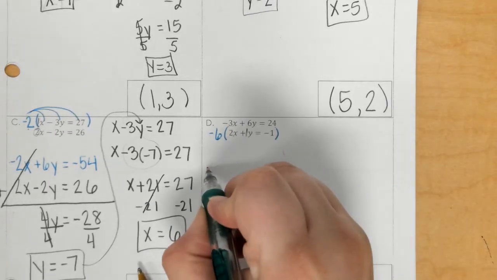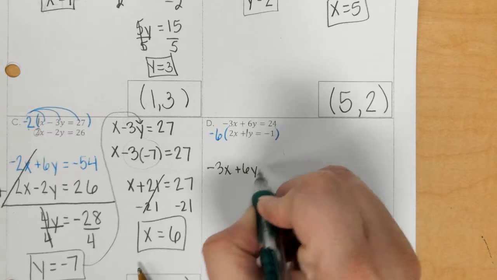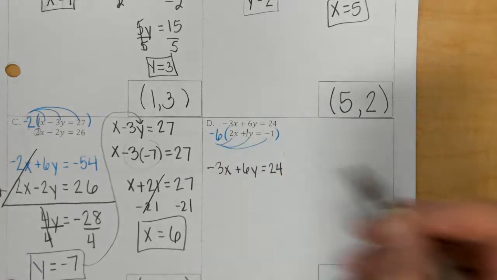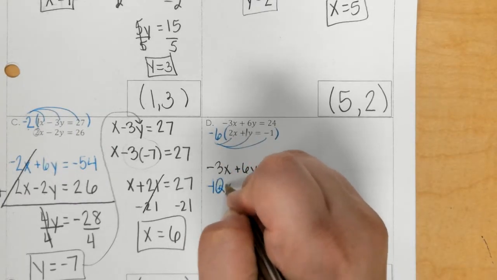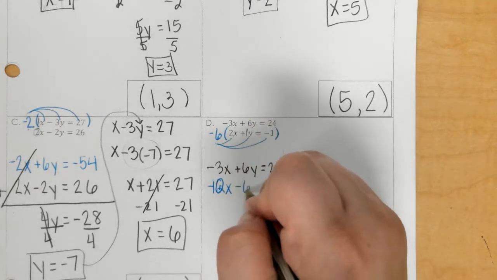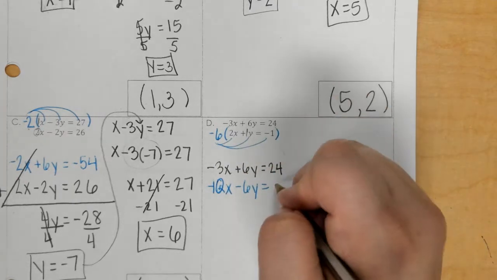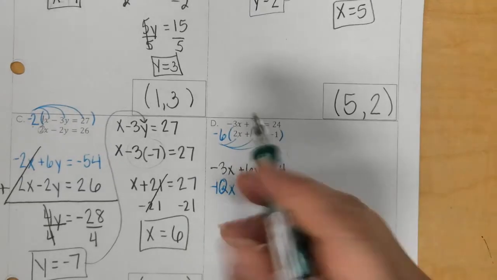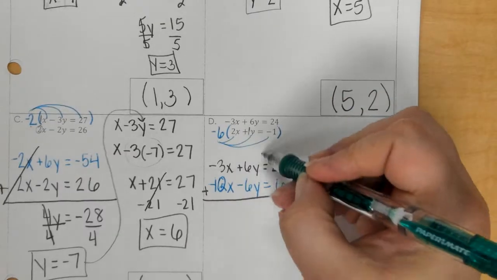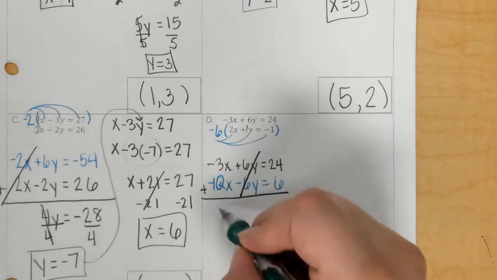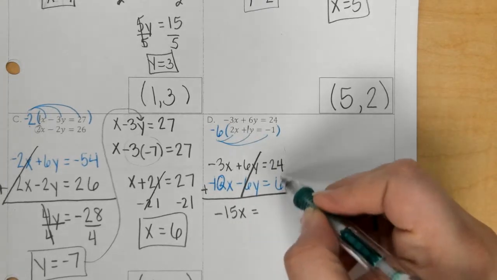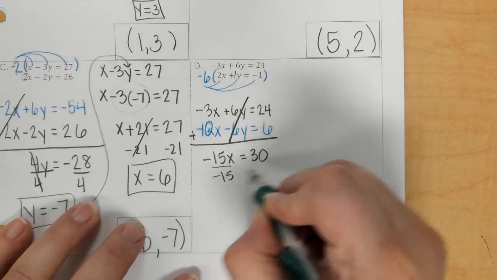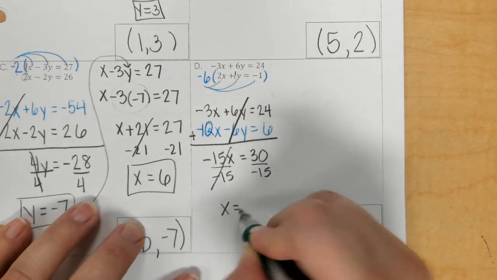So the top equation I write down first. The second equation, we distribute the negative 6, and we have negative 12x, sorry about that, negative 6y, and negative 6 times negative 1 is positive 6. So again, that's a negative 12x. And then I want to combine. So this eliminates. Negative 3 minus 12 is negative 15x. If I add 24 and 6, that gives me a positive 30. And to get x by itself, I need to divide by negative 15, and that gives me negative 2.